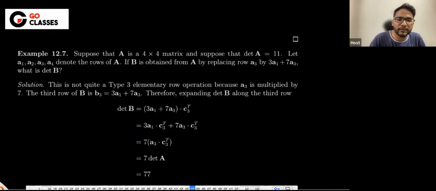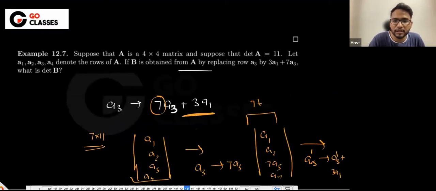So Arpan is saying in the previous example, 7 was the multiple because the first element was changed. Yeah, so 7 was the multiple because I'm not applying Ri gives Ri plus KRj. I'm applying Ri gives 7Ri plus KRj. So because of this 7, I got the 7 multiple.